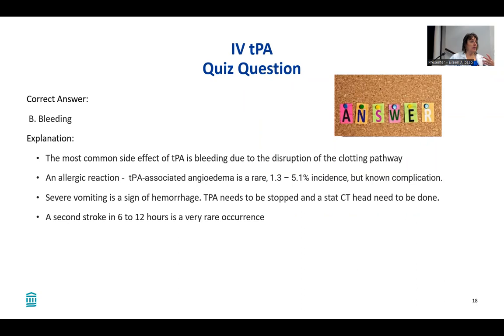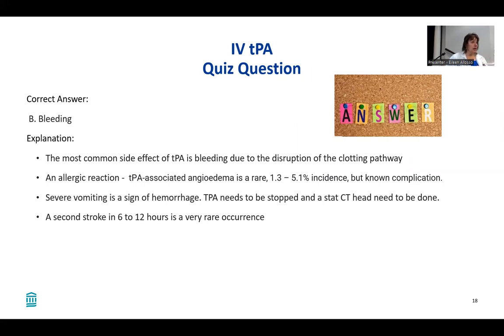So that's real important to be aware of, because what it does is it disrupts the clot, and then it also prevents it from propagating for patients. So the most common side effect is bleeding, because you're disrupting that pathway.